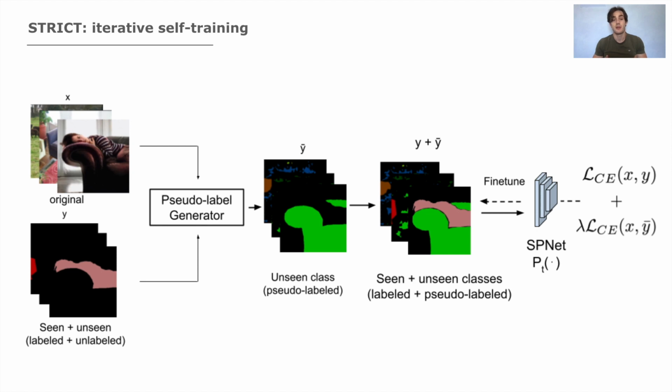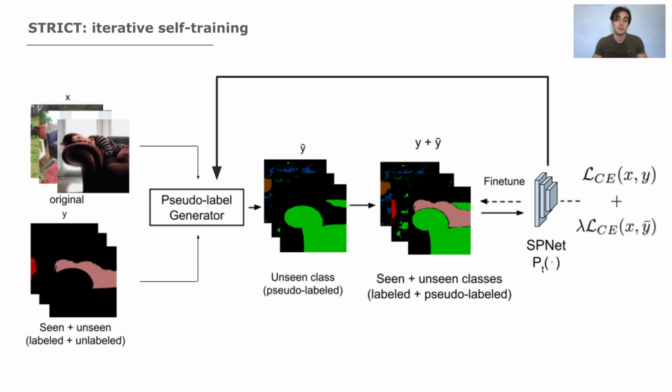Intuitively, the better the model is, the more accurate the pseudo-labels it can generate. And this is the reason why the pseudo-label generator is iteratively updated. The model fine-tuned at step t will be used in the pseudo-label generator at step t plus 1.